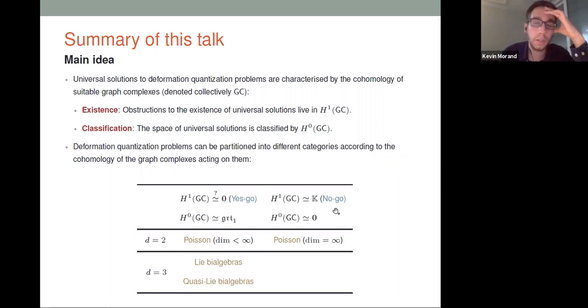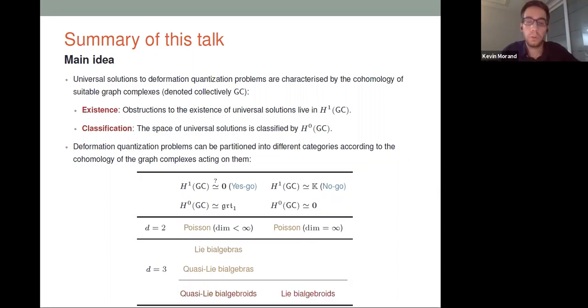A bit less nice is the one which I call no-go, in which we have some non-trivial obstruction to the quantization. So H1 is not zero; there is some one-dimensional obstruction. This is actually the case for Poisson manifolds in infinite dimension. Using this graph complex argument, you can show that Poisson manifolds in infinite dimension belong to this category. So there is some obstruction, and there is no quantization; you cannot quantize using this framework. Another difference is that there is no action of GRT1, so there is no classifying role played by GRT1. This is the result already available.